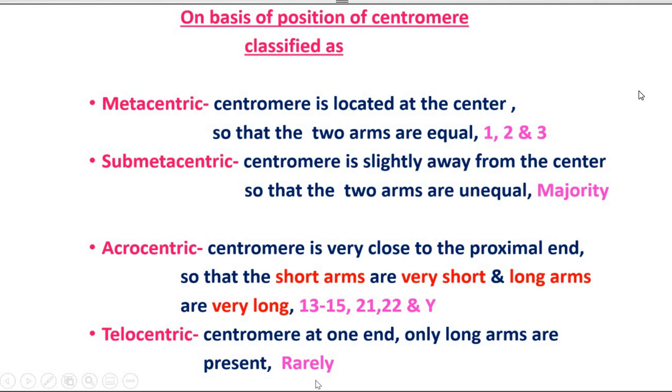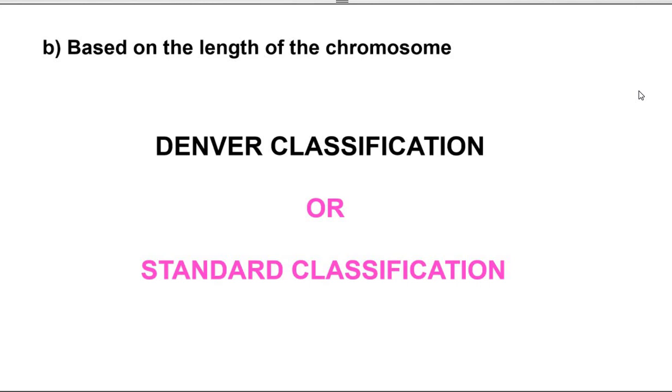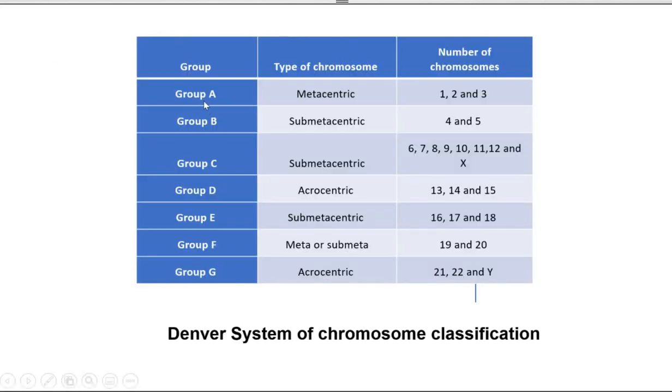This was the classification according to the location of the centromere. Now we move on to the classification based on the length of the chromosome. Such classification is the standard classification, or Denver's classification, most commonly followed. In Denver's classification, the chromosomes we have talked of are grouped from A to G. Now, how are they grouped?